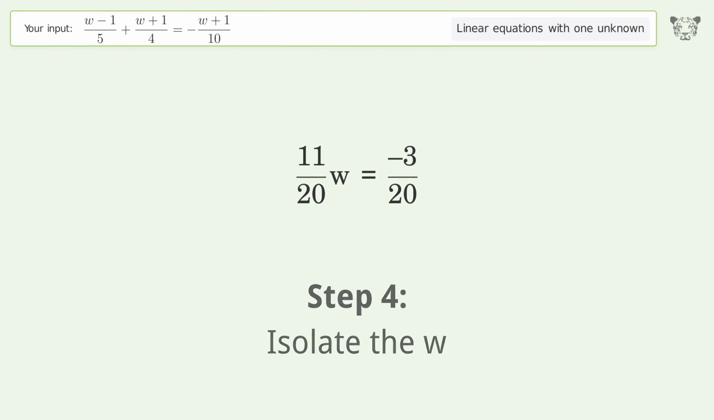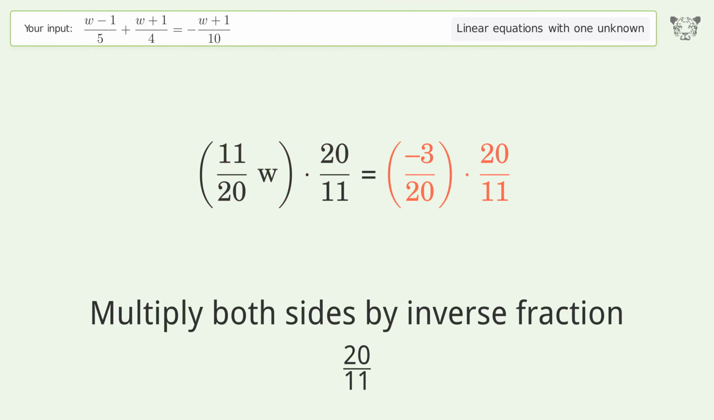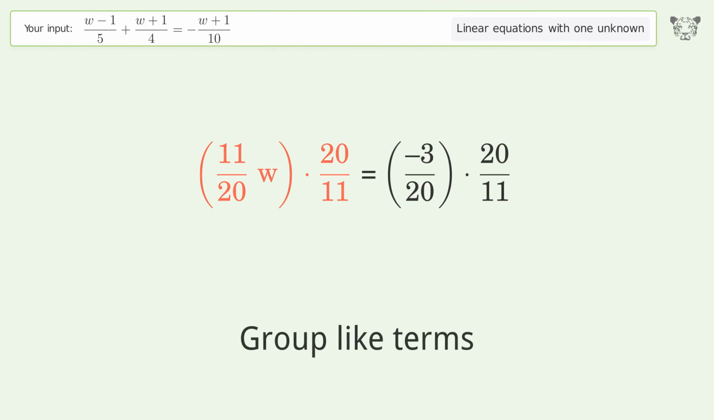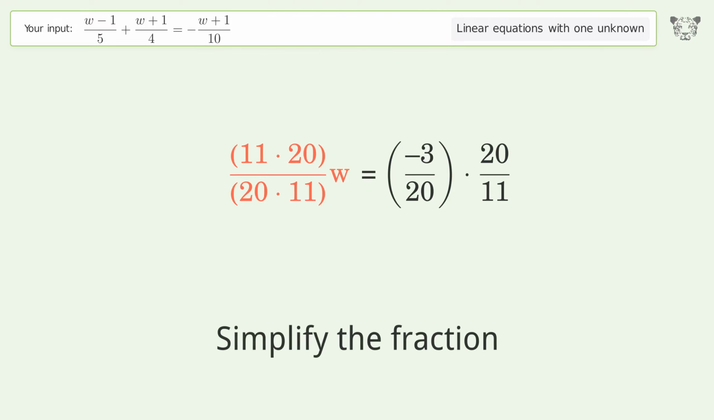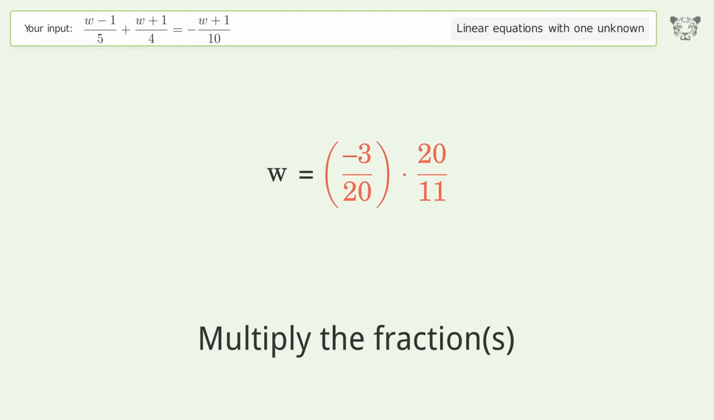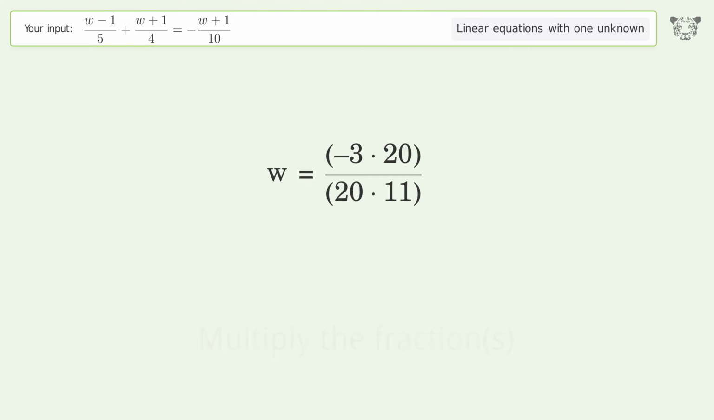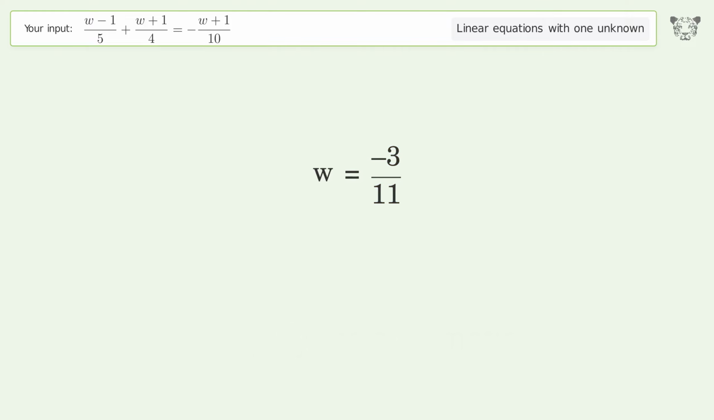Isolate the w. Multiply both sides by inverse fraction 20/11. Group like terms. Multiply the coefficients. Simplify the fraction. Multiply the fractions. Simplify the arithmetic. And so the final result is w equals -3/11.